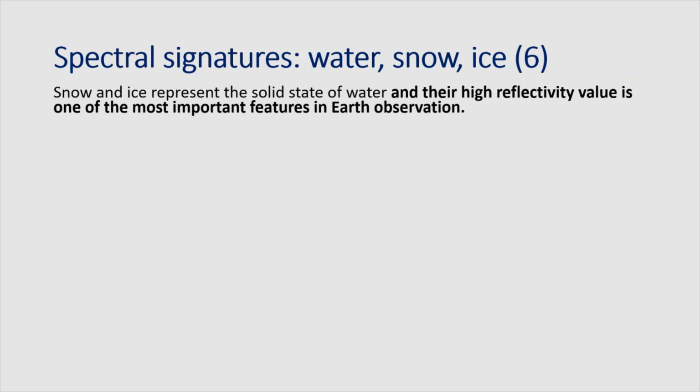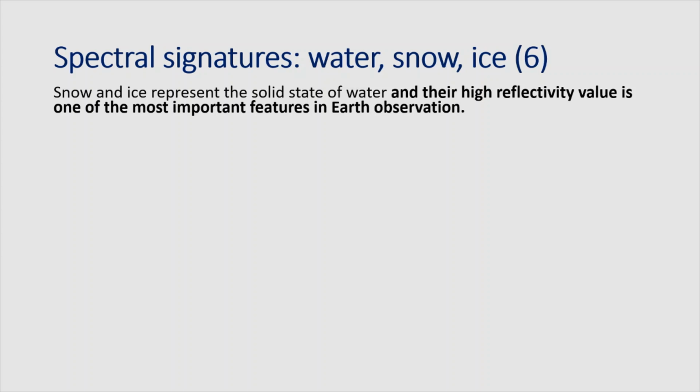Snow and ice, which are the solid state, another metamorphism of the water, have a high reflectivity value that is one of the most important features in Earth observation. So it's very easy to understand, also for beginners, that snow and ice appear to our eyes very whitish. So that means that they are reflecting very much in the visible bands.